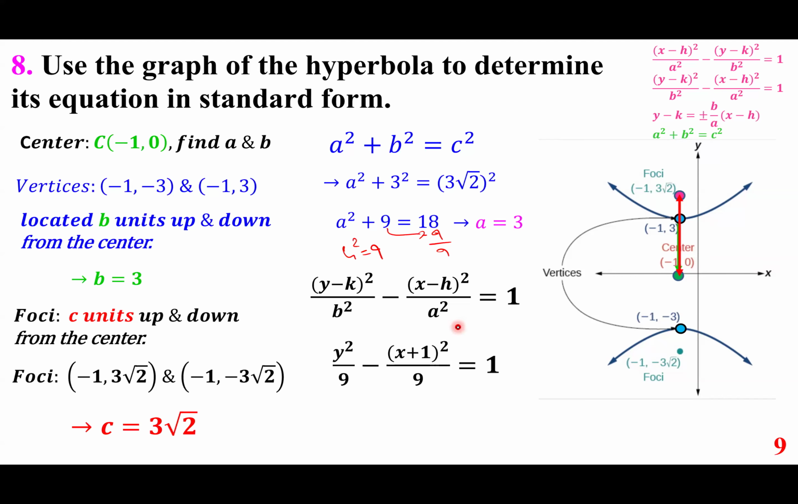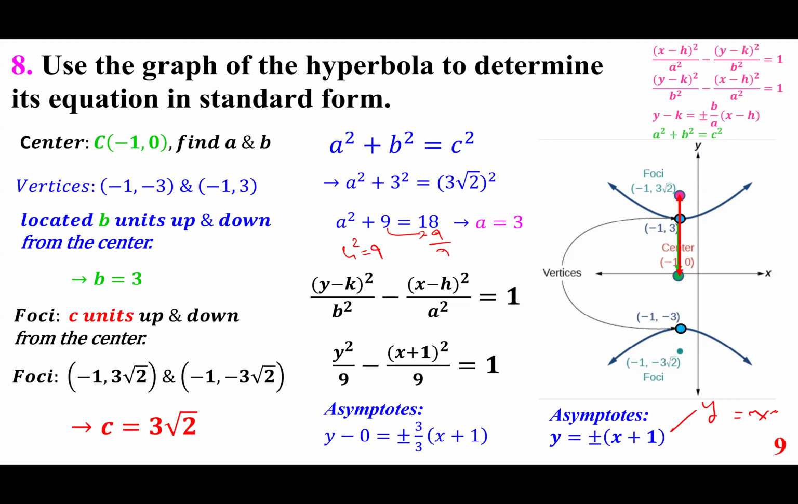And basically we're done, but just to write the asymptotes, remember, y is plus minus b over a times x, or in this case, y minus k, so this remains as y minus 0 equals plus minus b over a times x plus 1. And of course, b and a happen to be the same, so they cancel each other. This is just y equals plus minus x plus 1. These are two equations. I want to make sure everybody understands that one of them is x plus 1, one of them is minus x minus 1.